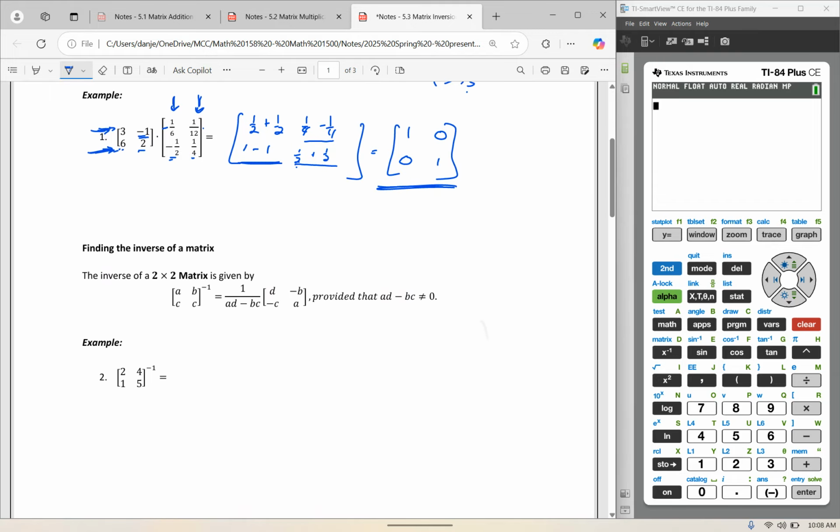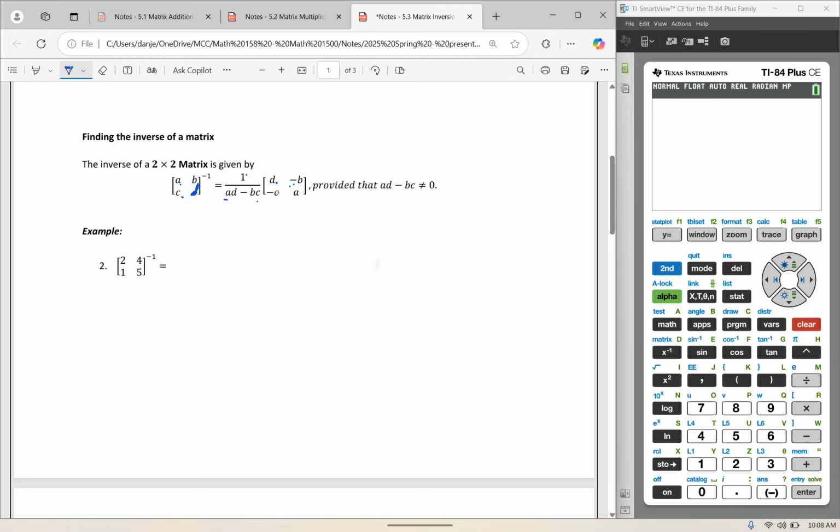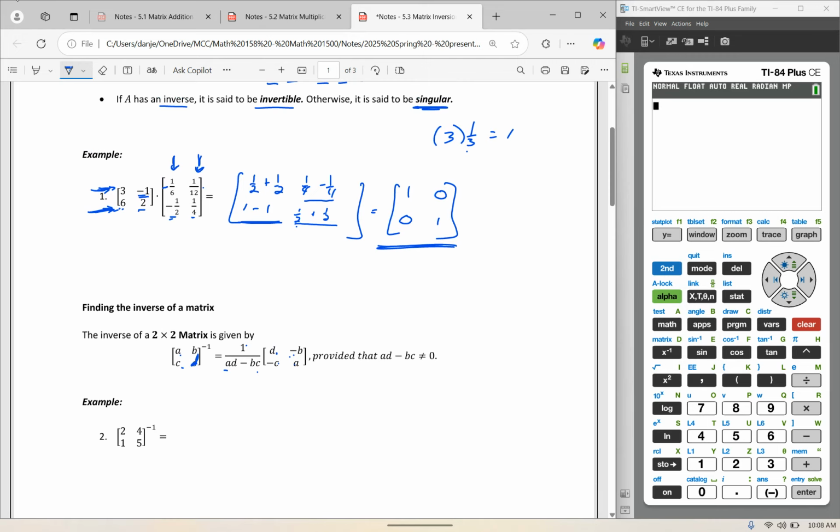How do I find the inverse of a matrix? First of all, to find the inverse of a 2x2 matrix, let's say that matrix is A, B, C, D. I find the inverse by switching the A and the D, so they switch places. Notice the B and the C change signs. And then we multiply by the scalar 1 over AD minus BC. So let's use that up above. If I have the matrix 3, -1, 6, 2, notice that A is 3, B is -1, C is 6, and D is 2.